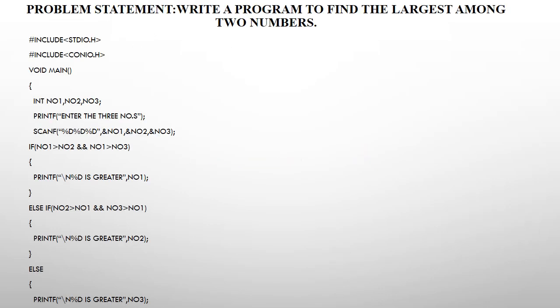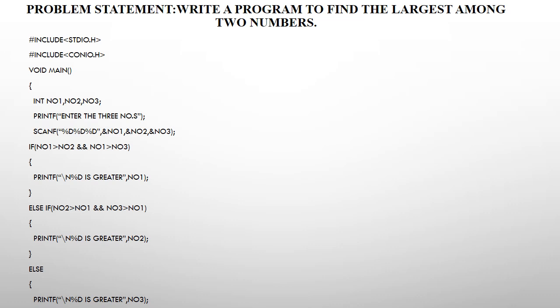Practical number 8. The practical number 8 is to write a program to find out the largest number among three numbers. In this, we have taken three numbers: number 1, number 2 and number 3. Again we read those numbers, but here we use a nested if-else statement.